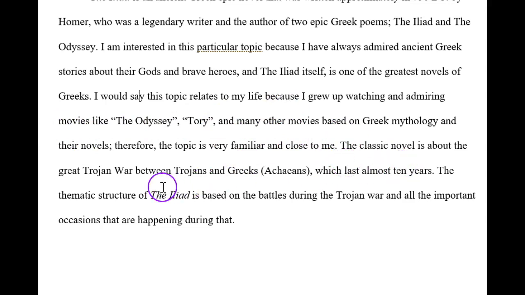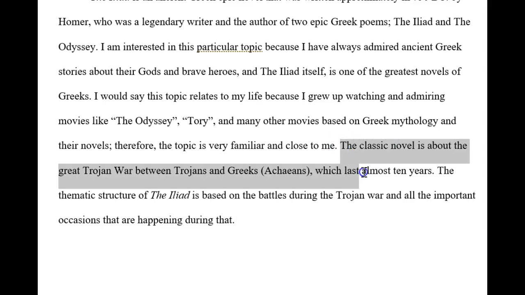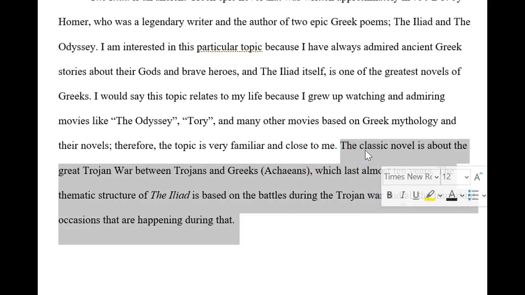The classic novel is about the great Trojan War between Trojans and Greeks, which lasted almost 10 years. The thematic structure of the Iliad is based on the battles during the Trojan War and all the important occasions that are happening during that. You can see that this is the problem. You got a couple of really good sentences here. Okay, first, I'm going to go ahead and take out the classic novel because we've mentioned it several times in the paragraph. All right. That's a good sentence. Next, we have to just get rid of all these extra words that are happening during that.